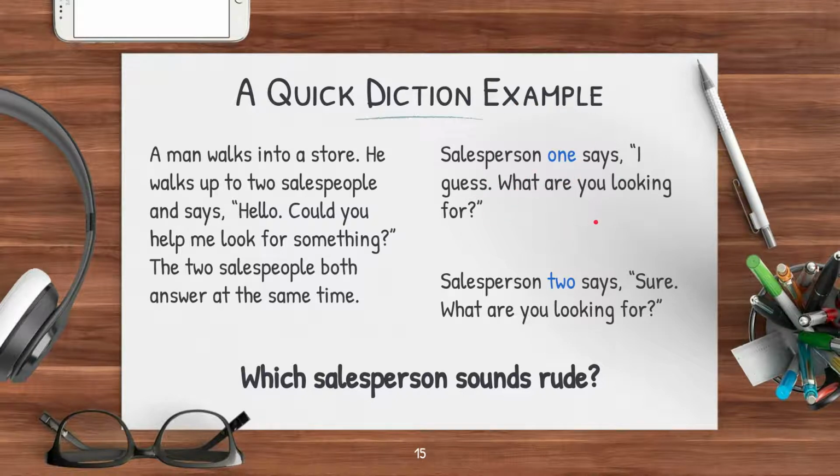But when you look closer at what they actually said, they said the same thing here, what are you looking for? But the first part, there's a major difference between saying "I guess," which comes across as annoying, like that person is annoyed, and "sure," which sounds more positive, like they do want to help you. That's what we're going to start looking at, is how diction works and how specific words are chosen on purpose.